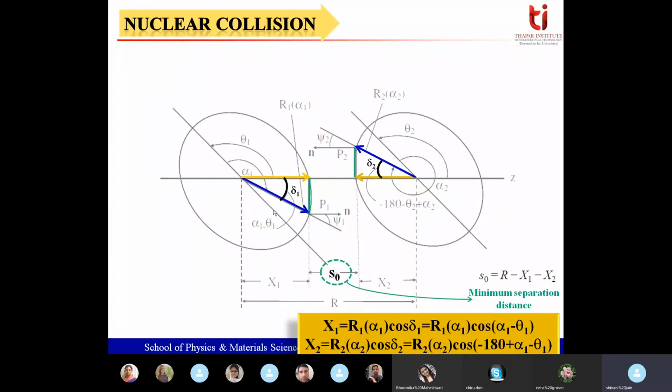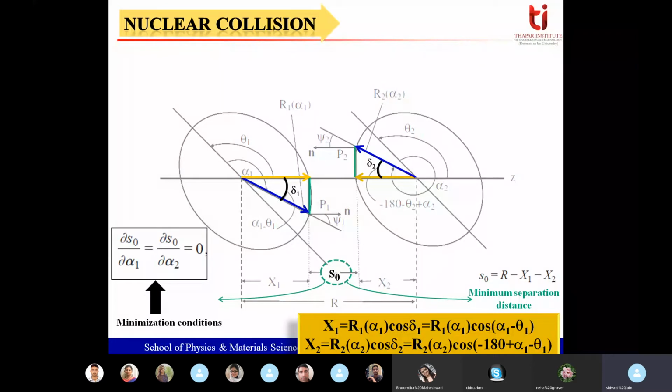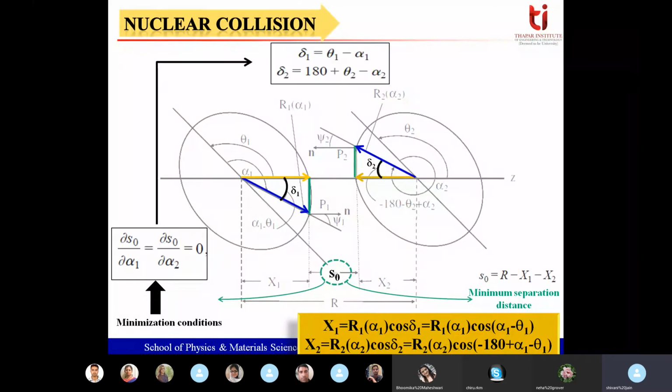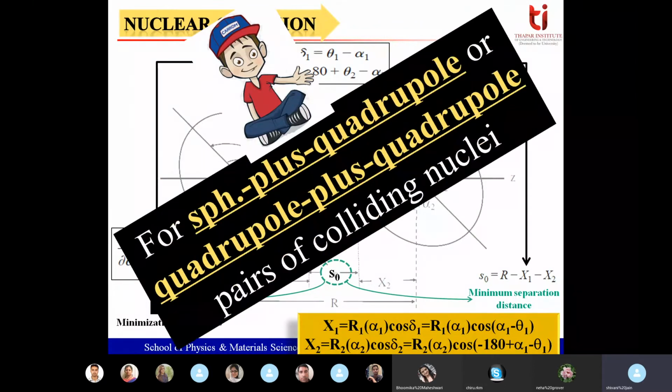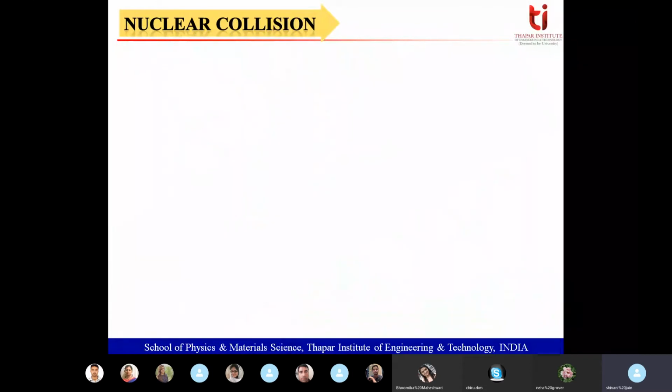So the perpendicular distance drawn here helps us to calculate the value of S naught. Now, how do we proceed in this process? First, we apply the minimization condition by taking the first order differentiation of S naught with respect to alpha and equate it to 0. Then we get the value of angle delta, and then automatically we get a numerical value of S naught. So this is how we obtain the value of the minimum separation distance. This configuration was discussed for spherical plus quadrupole or quadrupole plus quadrupole pairs of colliding nuclei.